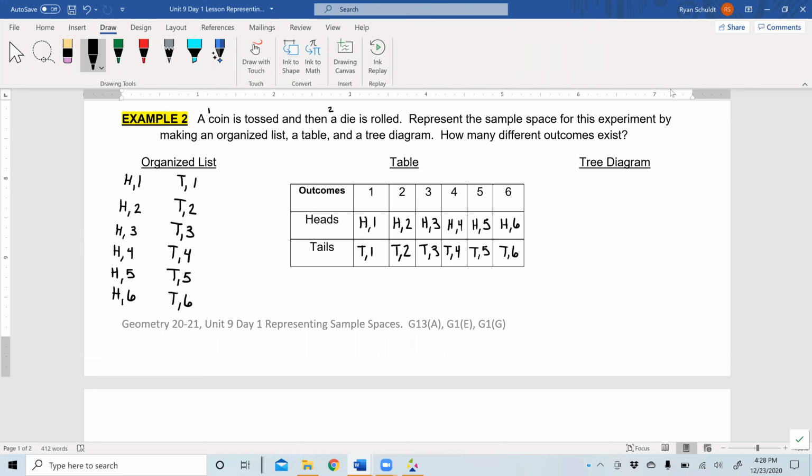Okay, well, what's going to happen first? First, we're going to toss a coin. Then we're going to roll a die. So, let's see. We'll just see how this turns out. We have our outcomes. Yeah, I'm going to really spread these out.